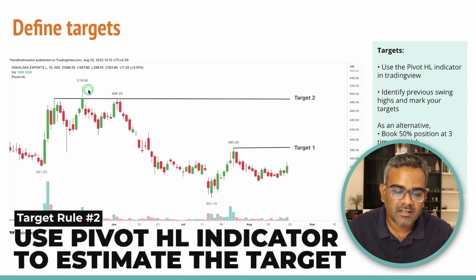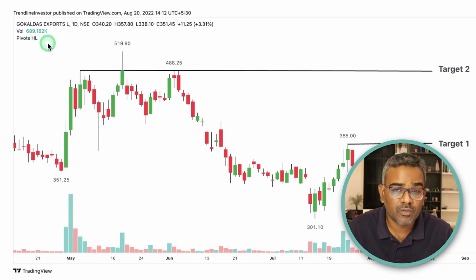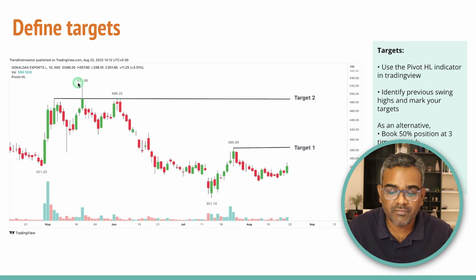So you can also use the pivots. You see these numbers here. I got this using the Pivots HL indicator in TradingView. You can also use that and see how you want to use it. So it's a simple, straightforward thing. Whichever is the previous number, you could keep that as a target, or you can keep this as a target here, or keep this as a target here. You can do that on any time frame. It's a very simple indicator, and you can do that.